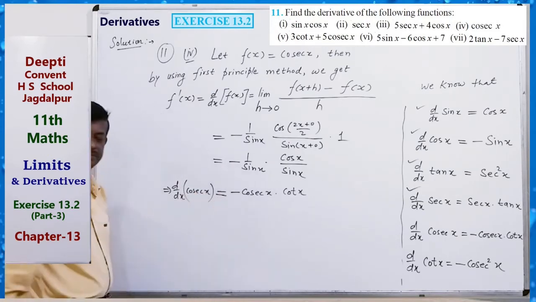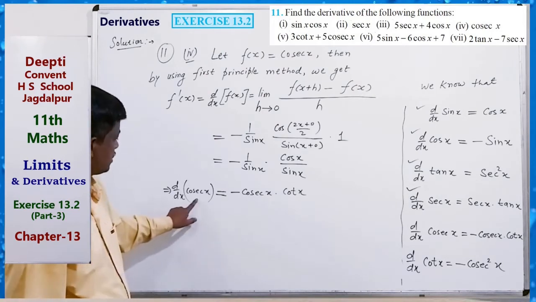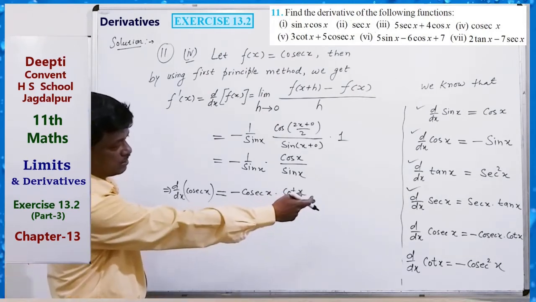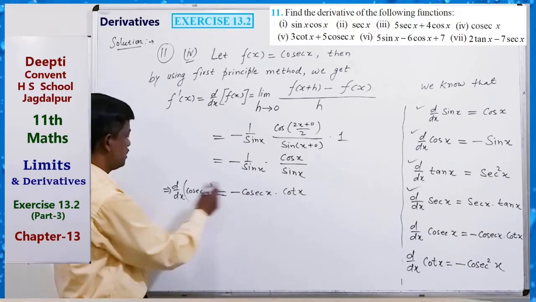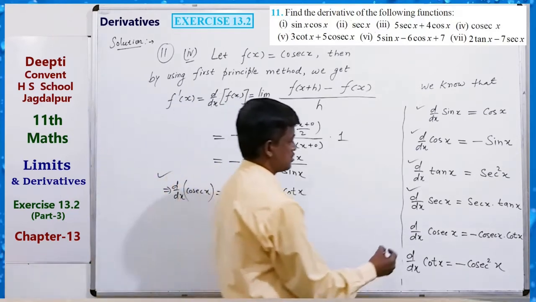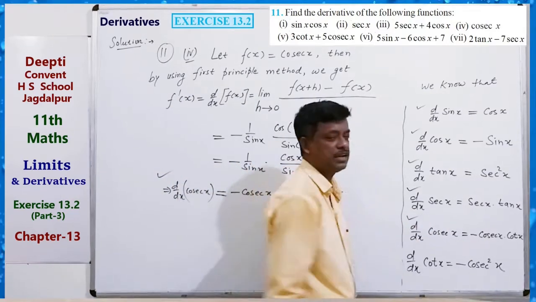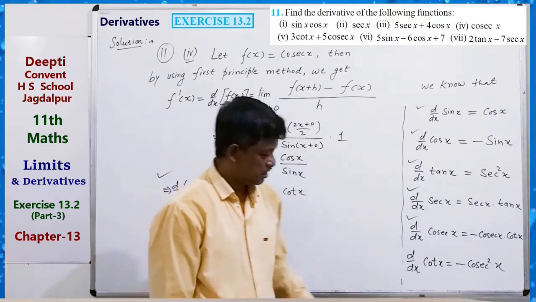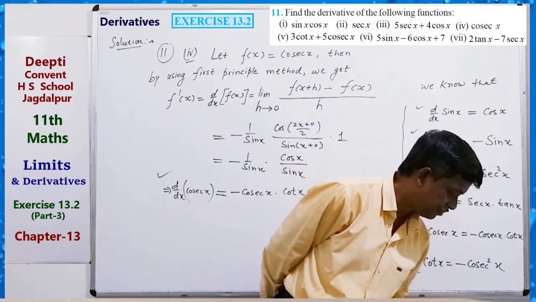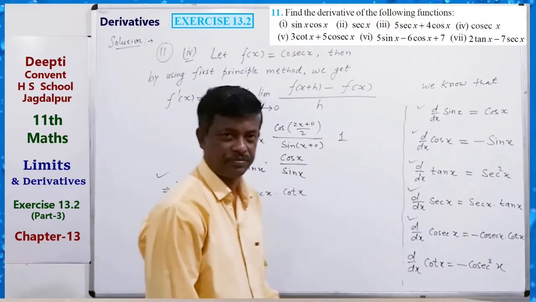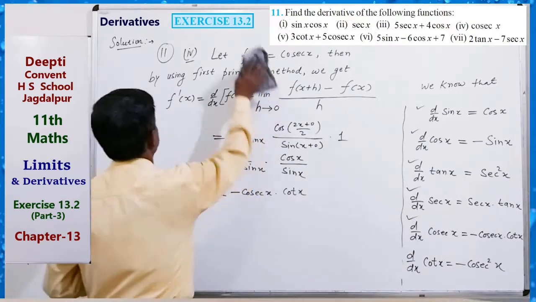Okay, so this is the formula for cosec x: minus cosec x cot x. So this is also established as a formula. Okay, that was question 4. Now question 5.